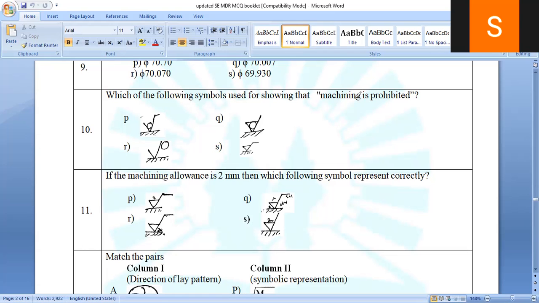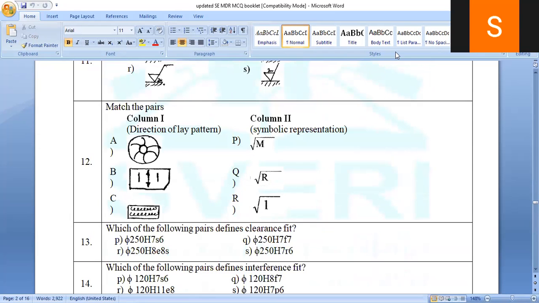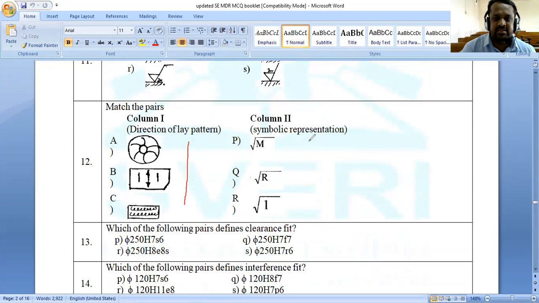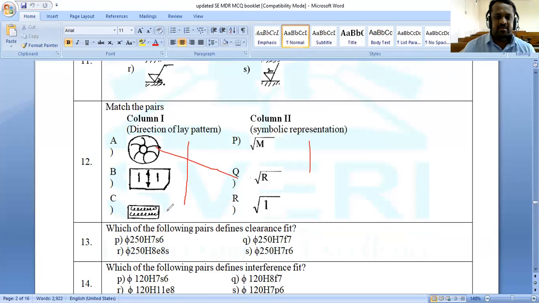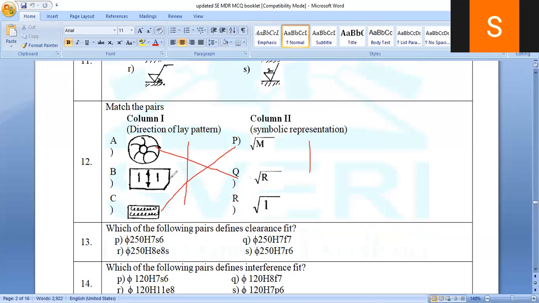The next question. Match the pairs. On one side they have given the types of direction of lay, and this is the symbol representing it. Then tell me whether it is perpendicular or parallel. Perpendicular. One symbol is missing. This is radial, na? It is radial. Yes, sir. It is multidirectional, and it is perpendicular lines. Okay.